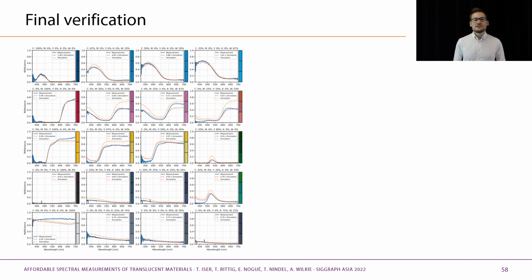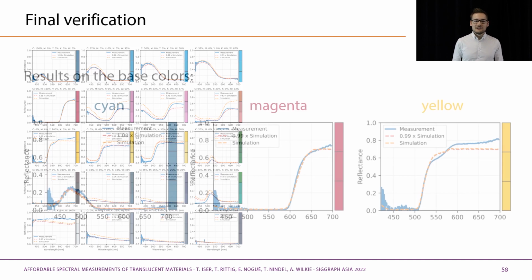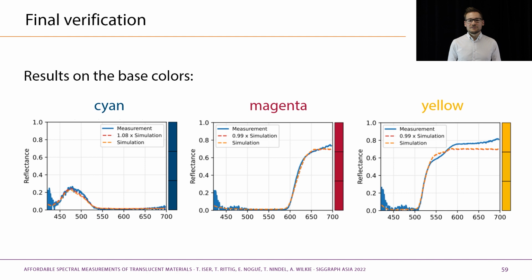A subset of these verifications is available in our paper. And here are a few notable examples. We start with the base colors, where the measured curves, which are blue, and the simulated curves, which are red and orange, have very similar shapes. The colored rectangles then show the sRGB colors corresponding to the curves. This is a satisfying match where no differences can be seen.